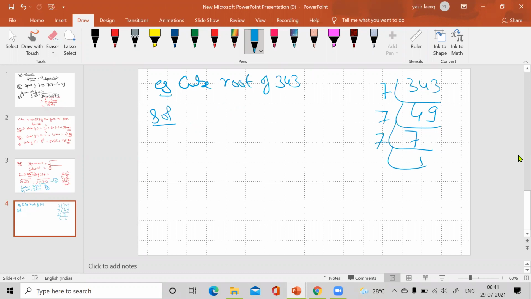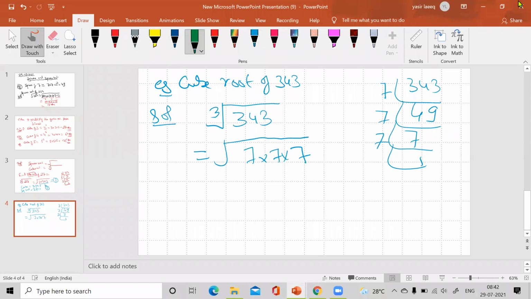Sir, why have you written 3 there? Beta, we are finding the cube root, don't get confused in the test also. If you confuse, just underline it, cube root. So we'll write here 343. Then the next step will be like this: 7 into 7 into 7. You can make this also in the test copy. You underline it.